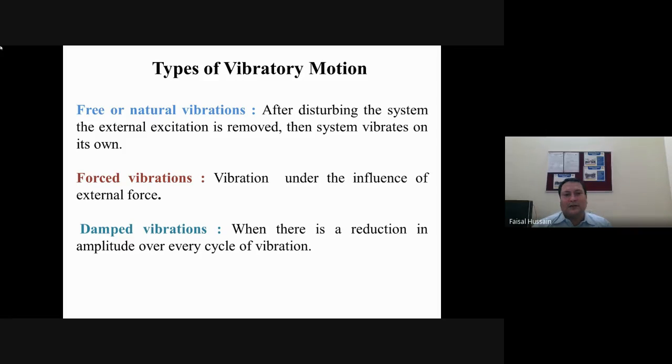In an elastic pattern. For example, the strings of the guitar: just strike the string and release your external excitation, the finger force. The string will vibrate. It is a free vibration. Forced vibration means vibration under the influence of external force. So, if we have attached a mass on a spring and pulled the mass and released it, there will be vibration in the system.